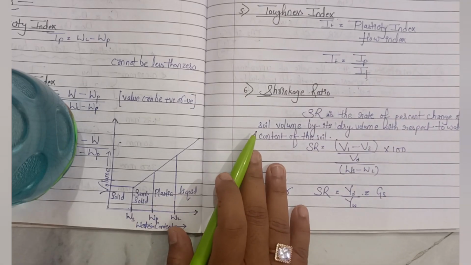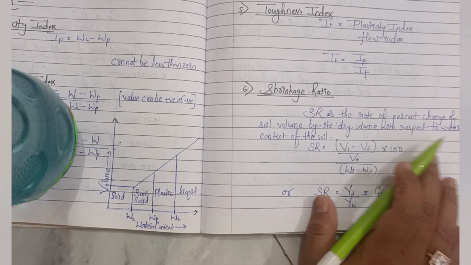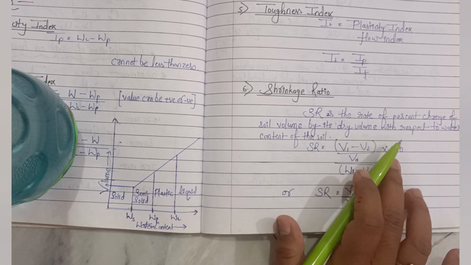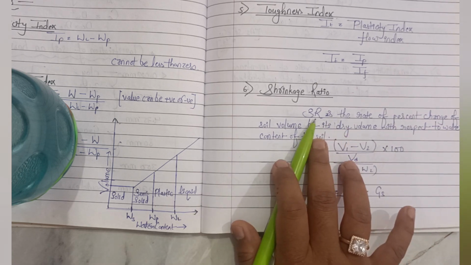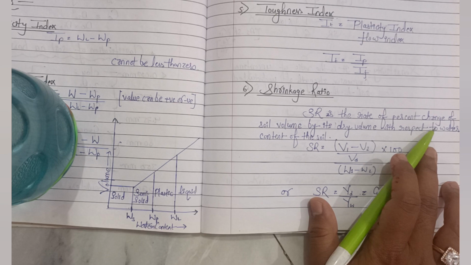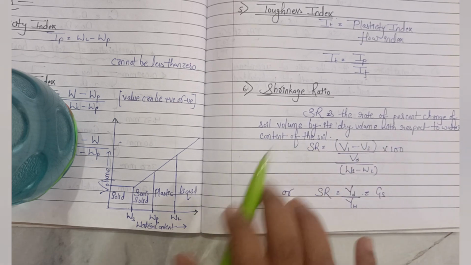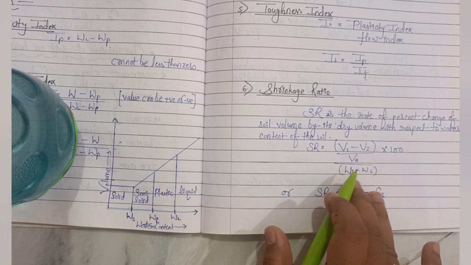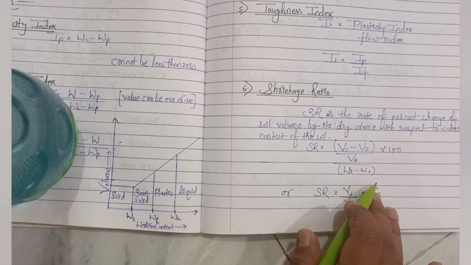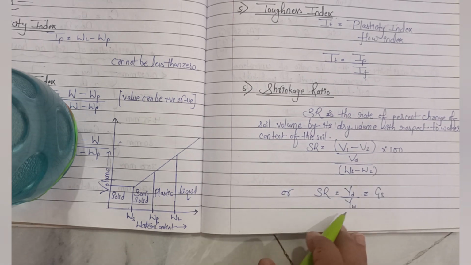Okay, next one is your shrinkage ratio. Shrinkage ratio is the rate of percent change of soil volume by its dry volume with respect to water content of the soil. So shrinkage ratio will be equal to (V1 minus V2) upon VD, upon (W1 minus W2), multiplied by 100. Or shrinkage ratio is equal to gamma dry upon gamma dry.